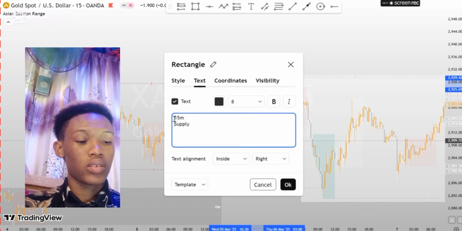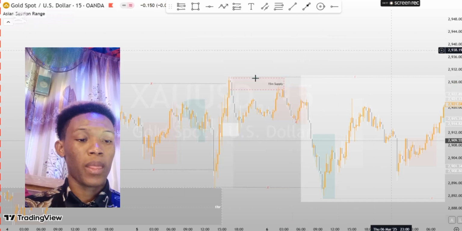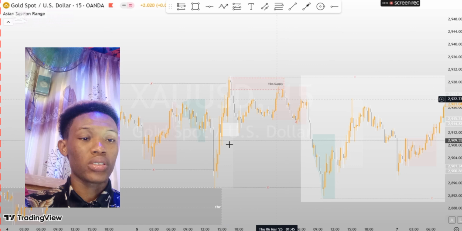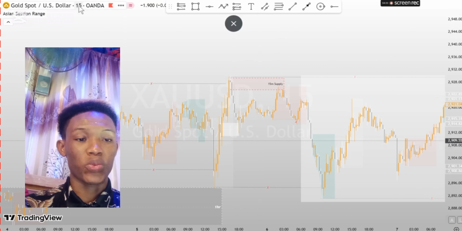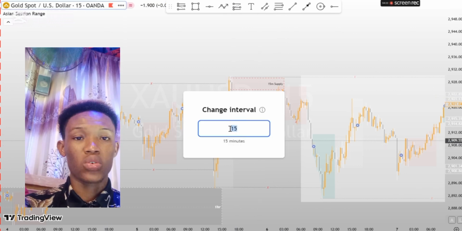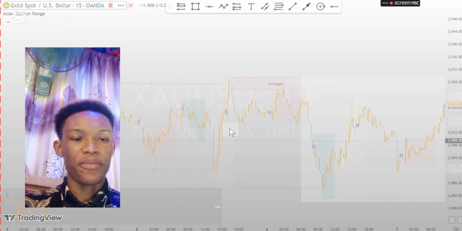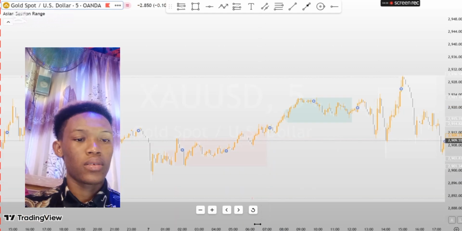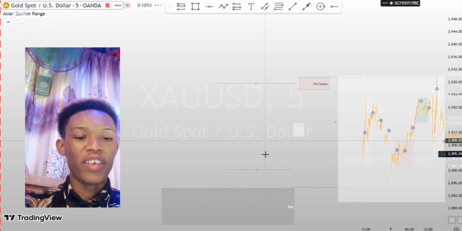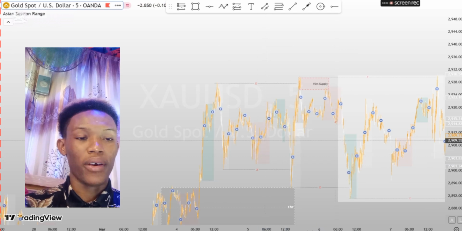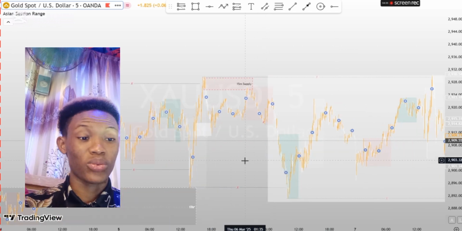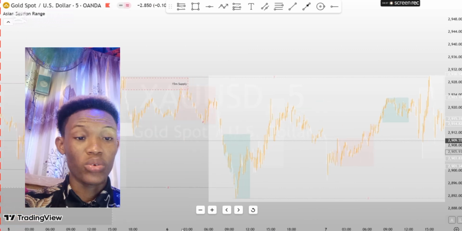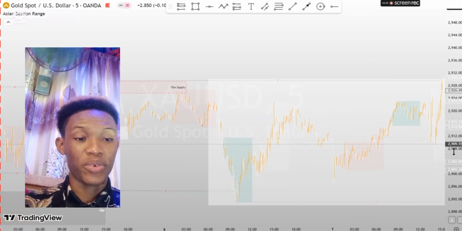So this was more like the 15-minute supply zone price was expecting at this point. So what did I have to do? I had to go to the 5 minutes time frame. When I got to the 5 minutes time frame, what was I looking for? I wasn't even executing anything. I wasn't rushing myself. I wasn't doing much on the 5 minutes time frame.